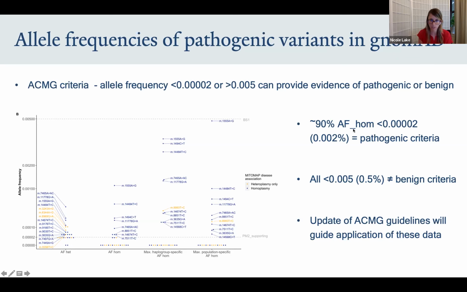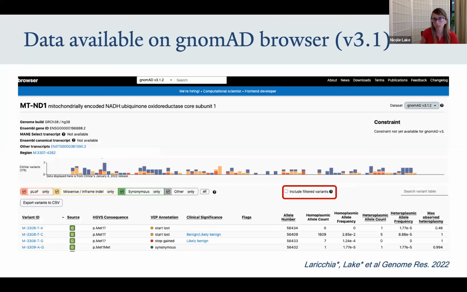It does look somewhat similar to homoplasmy, in that the majority of variants technically fall below the threshold recommended for pathogenic criteria. But I will say that the clinical utility of heteroplasmic allele frequencies is unclear. gnomAD and other data sets with heteroplasmy information weren't available when the ACMG criteria were developed. So this is something where an update of those guidelines will be needed to guide if and how that data should be used. The data is freely available via the browser.